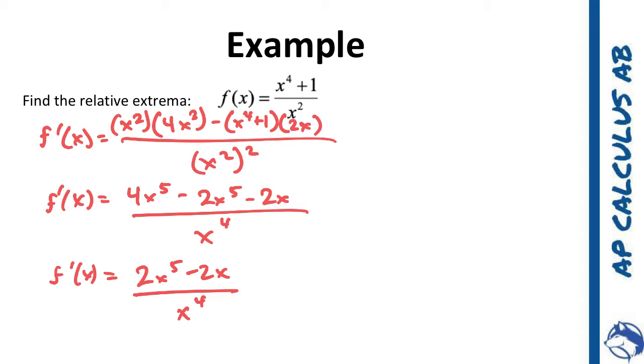I like to go ahead and take an x out. So basically I'm going to cancel out this x and everything's going to get a little bit smaller, and I'm going to take out the 2.